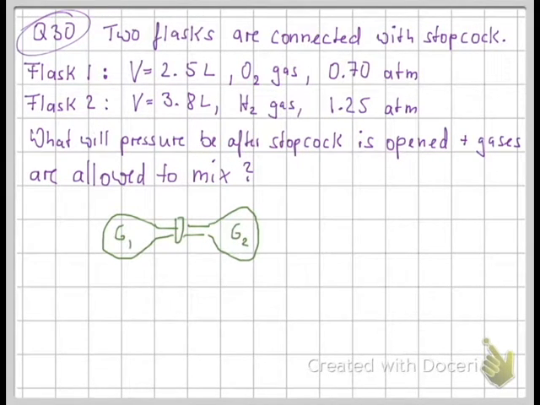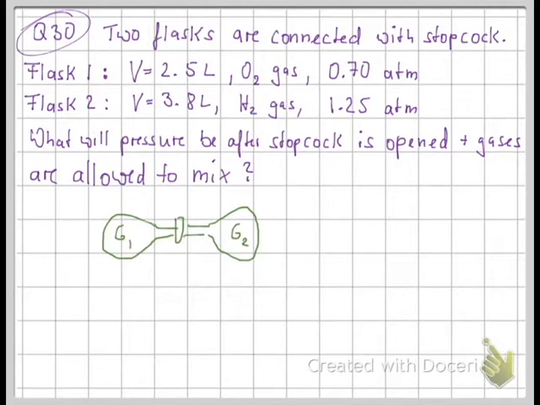Gas, once they're separated. Right now, in flask 1, which is a 2.5 liter flask, you have oxygen gas at a pressure of 0.7 atmospheres. In flask 2, which is slightly bigger, with a volume of 3.8 liters, you have hydrogen gas at a pressure of 1.25 atmospheres.